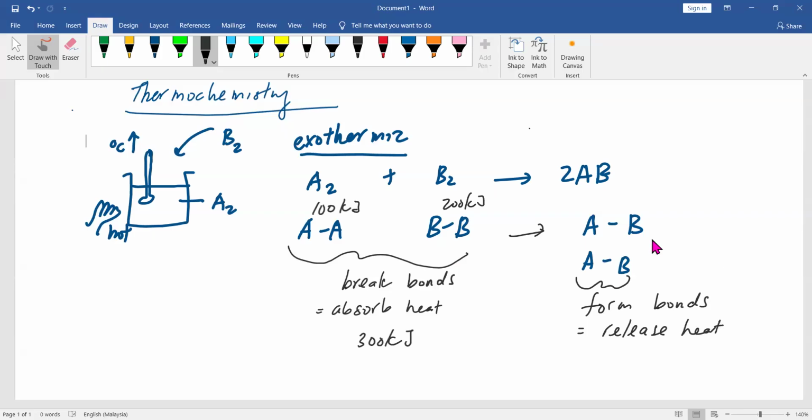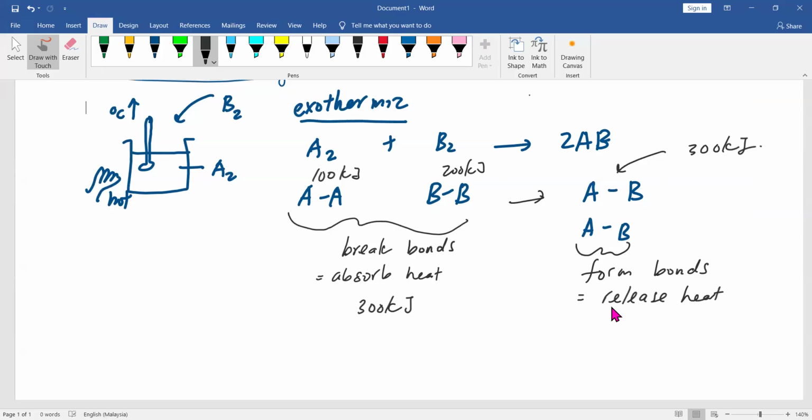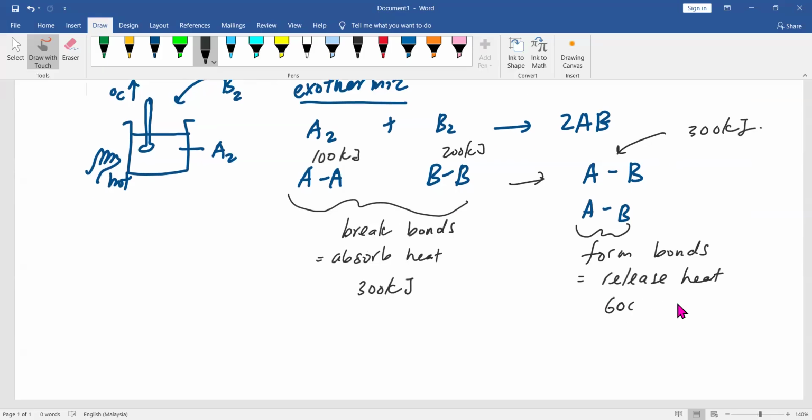Okay, so let's say in order to form every single AB bond, it releases 300 kilojoules per bond. How many bonds do I have? Two. Two AB, so it's two. So the total energy release is 600 kilojoules. Okay, now we use simple terms.